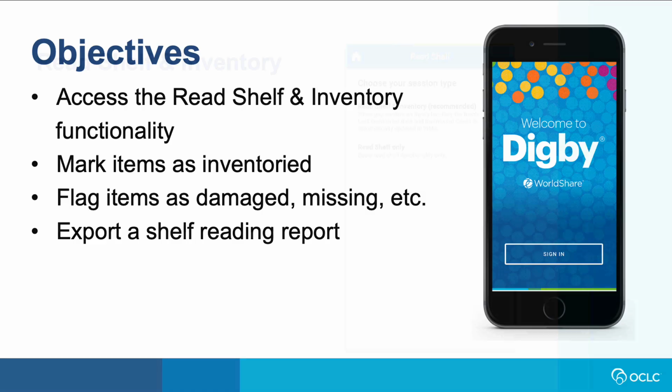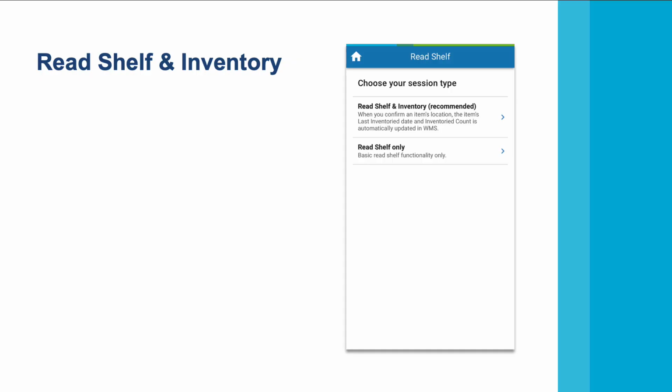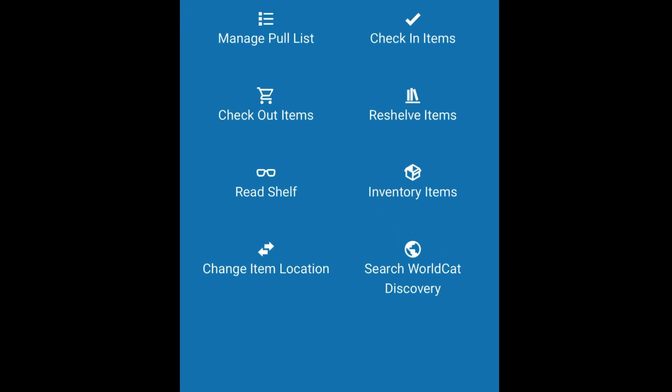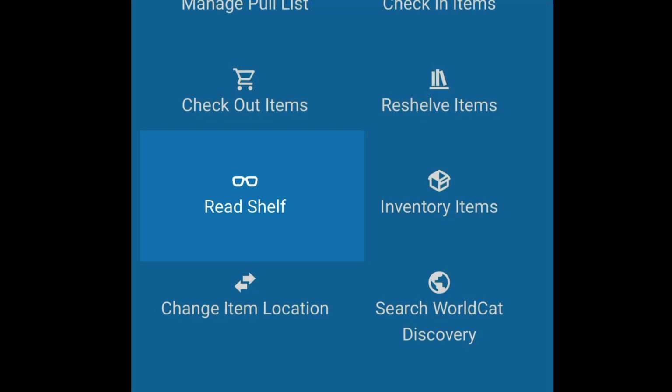report. In the following demonstration, we will focus on the combined Read Shelf and Inventory workflow, which is recommended by OCLC. While each individual action, Read Shelf and Inventory items, can be accomplished independently of each other, the combined workflow accomplishes both simultaneously. To begin, tap Read Shelf from the Digby home screen.